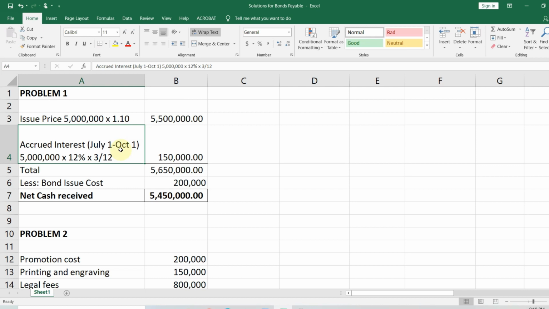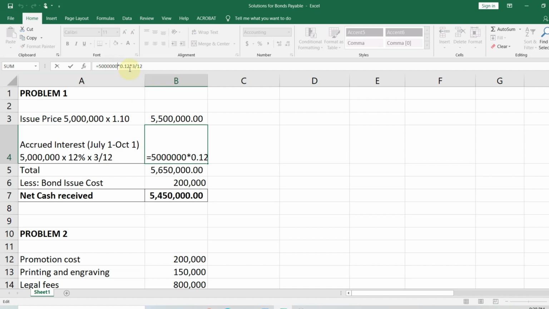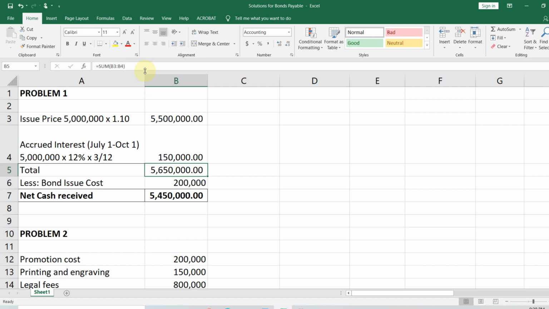you have accrued interest. So, you have to determine how much that accrued interest is. How is it determined? You have to look at the nearest interest period date. In this case, it was issued on October 1, and the nearest interest period is July 1. So, you have to compute how many months that is. You have July, August, September. I won't count October because it was issued on October 1. So, the whole of July, August, September, that's 3 months. You compute 5 million times the interest rate of 12% times 3 divided by 12, and you get an accrued interest of 150,000.